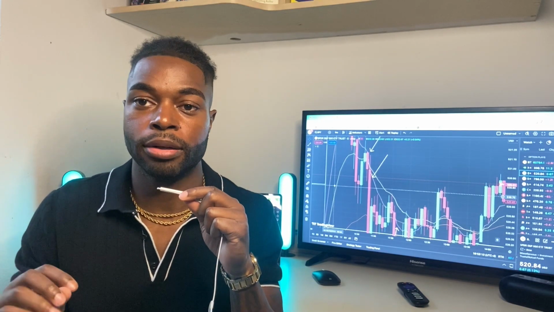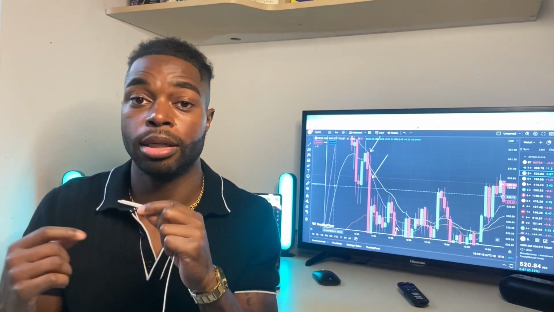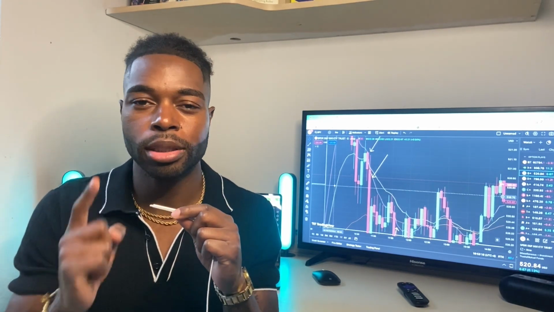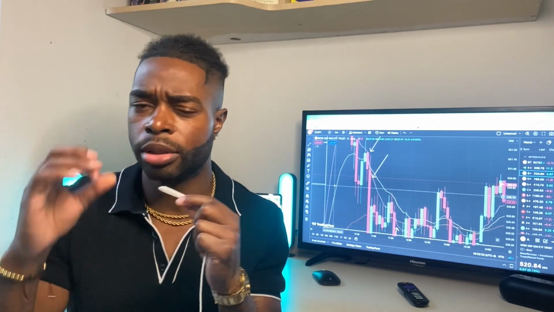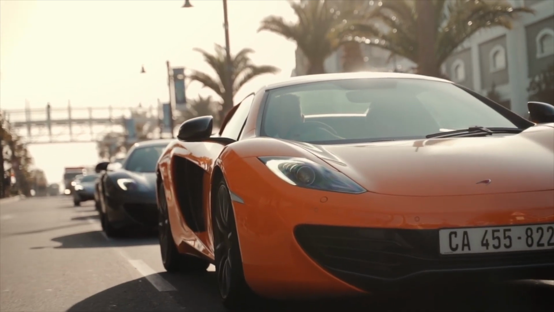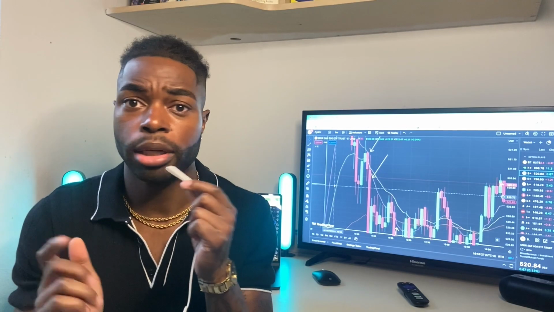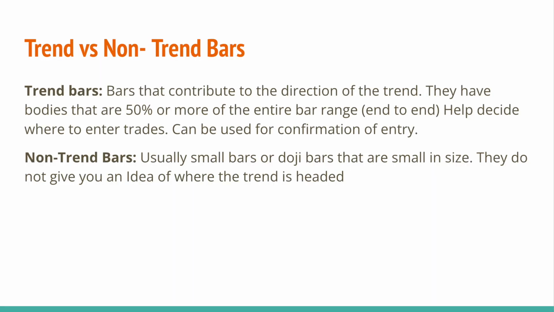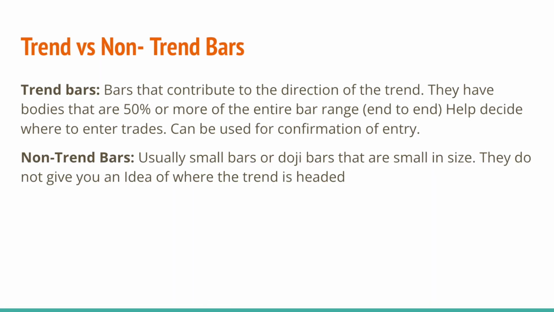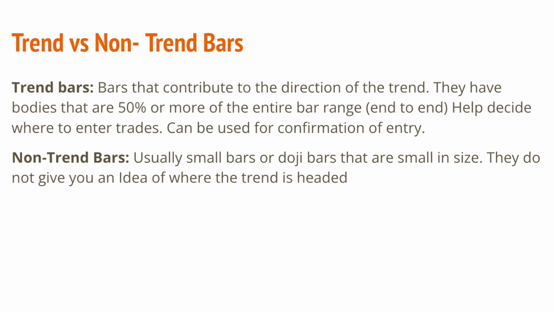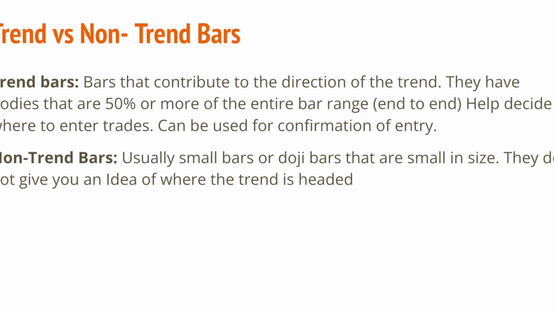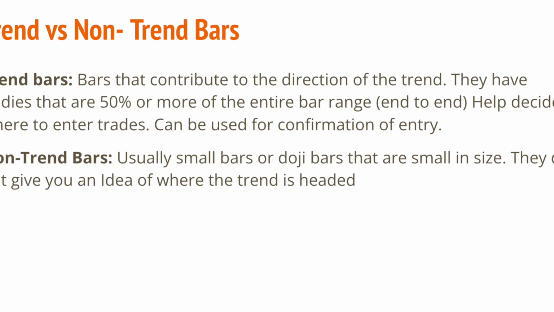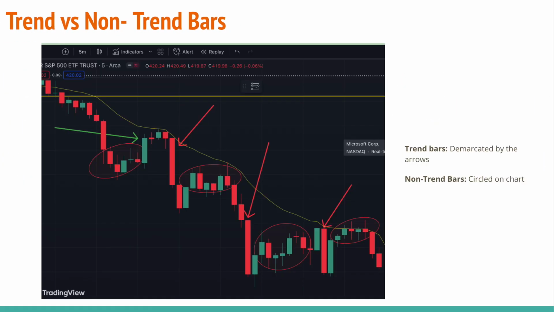Continuing along the lines of price movement, price direction, key levels, and trends, we need to understand the difference between a trend bar and a non-trend bar. So this is something that a lot of traders do not talk about on the internet or anywhere on social media. So a trend bar is a bar that is pretty big, it's pretty large, and it contributes to the direction of the trend. So a big green bar would contribute to the upward movement of price and the upward movement of an uptrend. A big red bar would contribute to the downward movement of a downtrend.